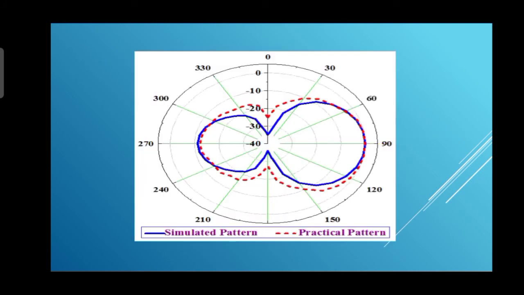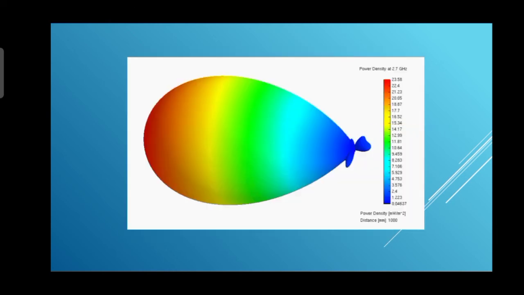So here is another one. There are also two graphs. The blue line is the simulated pattern, while the red broken lines are the practical pattern. If you compare the two graphs, we can easily say that the practical pattern is slightly larger than the simulated pattern. So here is a 3D graph of a Yagi antenna.